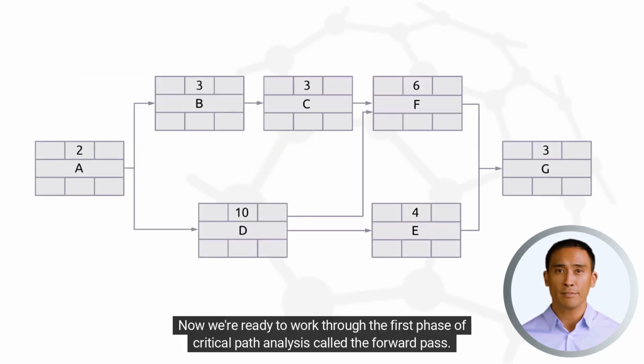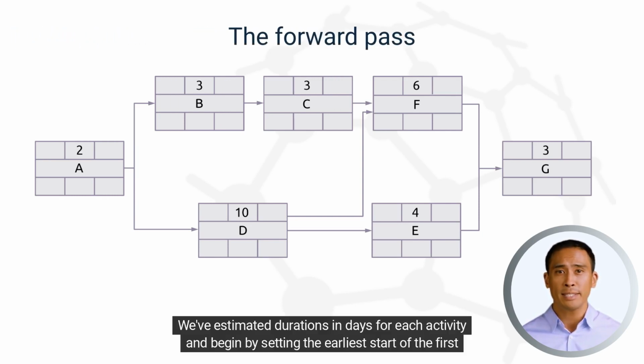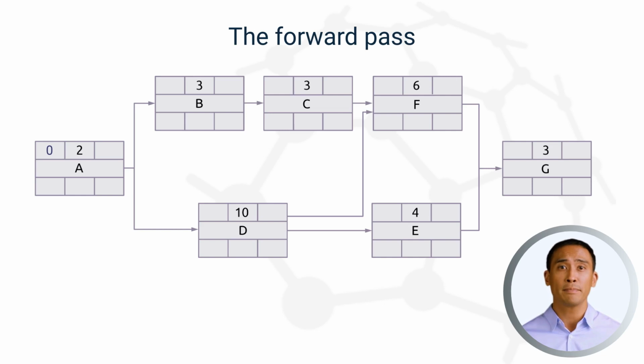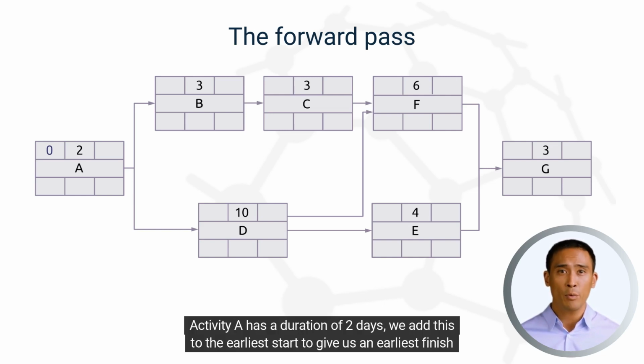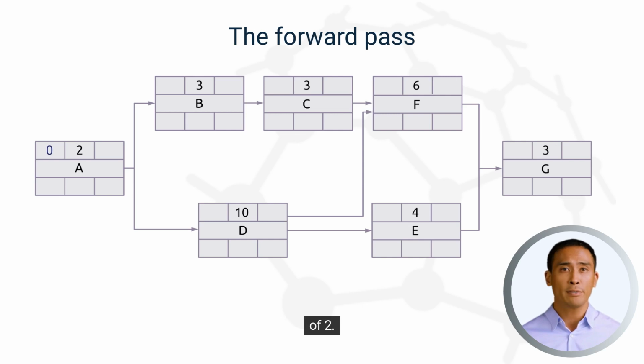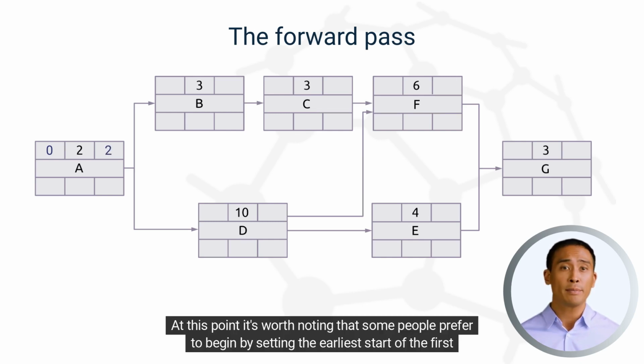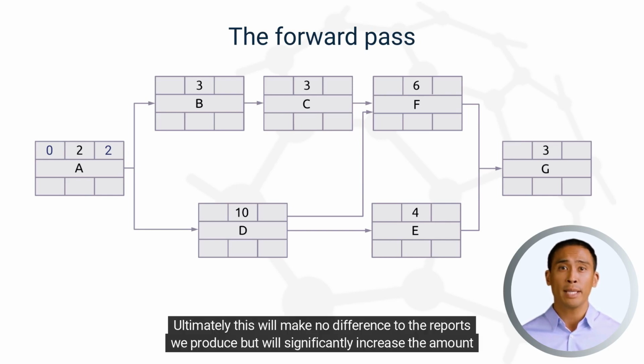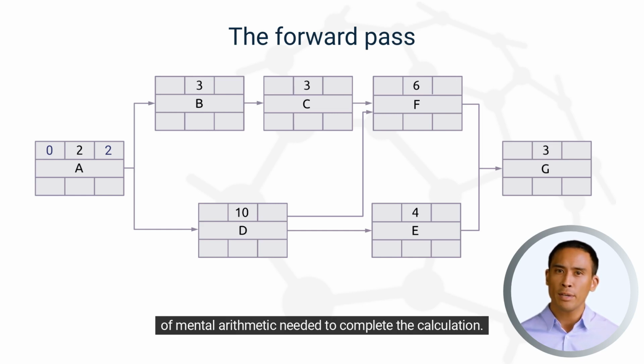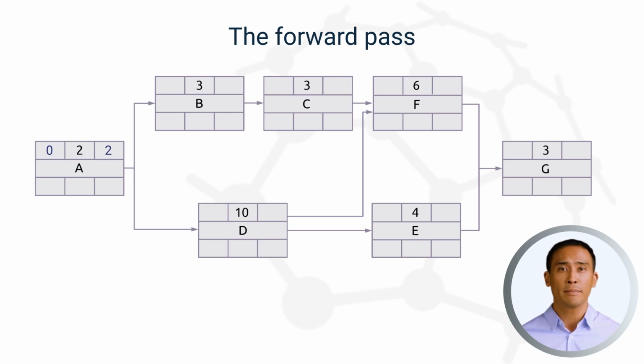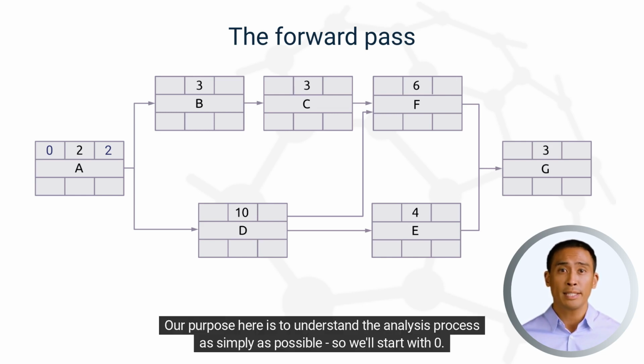Now we're ready to work through the first phase of critical path analysis, called the forward pass. We've estimated durations in days for each activity and begin by setting the earliest start of the first activity to 0. Activity A has a duration of 2 days, we add this to the earliest start to give us an earliest finish of 2. At this point it's worth noting that some people prefer to begin by setting the earliest start of the first activity to 1. Ultimately this will make no difference to the reports we produce, but will significantly increase the amount of mental arithmetic needed to complete the calculation. Our purpose here is to understand the analysis process as simply as possible, so we'll start with 0.